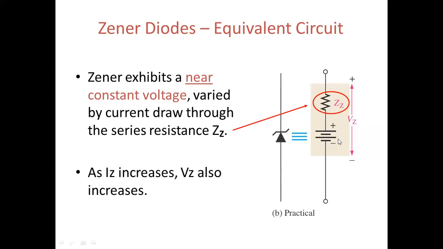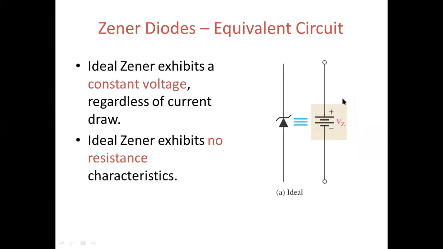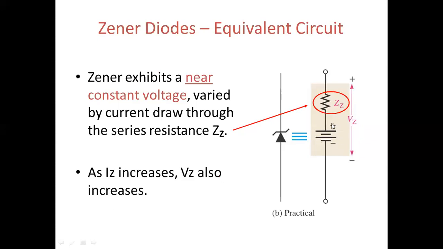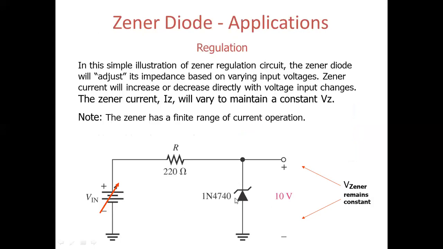So the practical equivalent circuit is a DC source with some resistance. For the ideal source, there is no practical or internal resistance, it only acts as a DC voltage source. Here the practical voltage source will act. Practically, it has a voltage source plus one resistance. By controlling this resistance, it is maintaining the 10 volt output for the variable input.